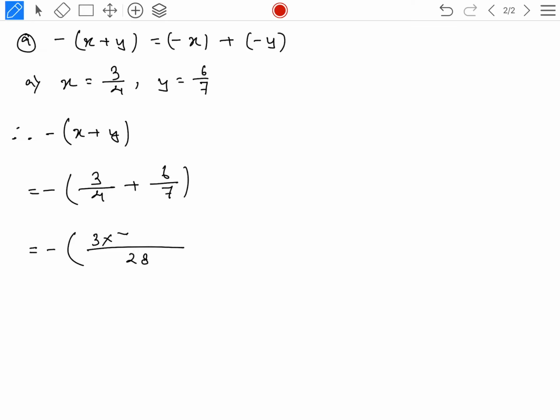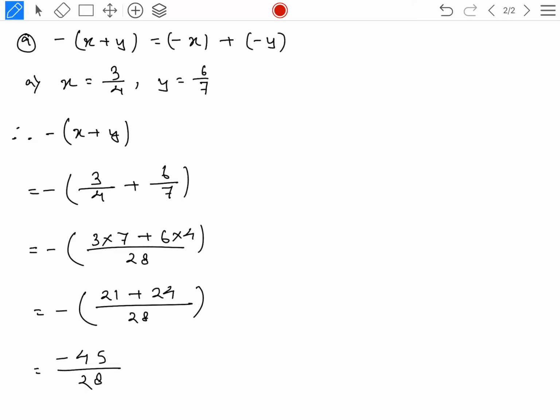So 4 7s are 28. We'll get 3 into 7 plus 6 into 4, because 7 4s are 28. So 21 plus 24 by 28. If we solve this, you will get minus of 21 plus 24. The value of 21 plus 24 is 45. So minus 45 by 28. Understood?